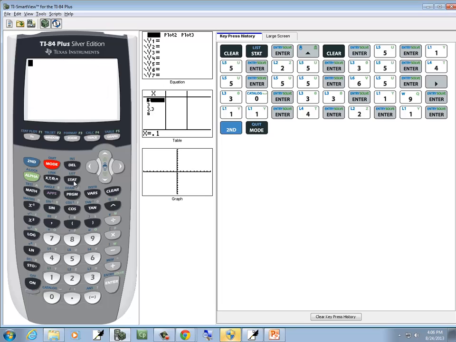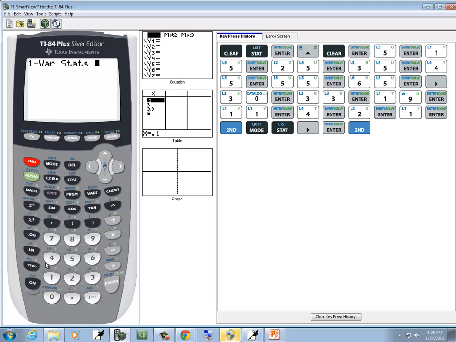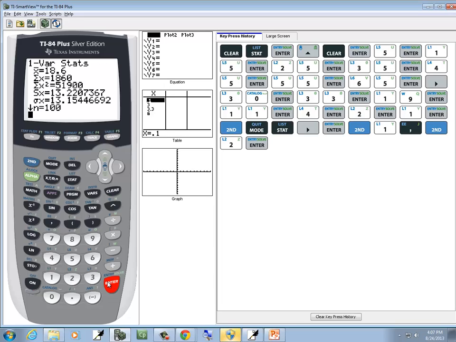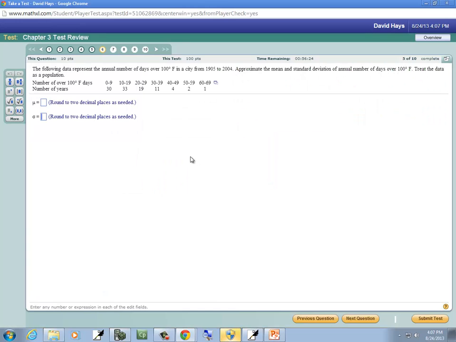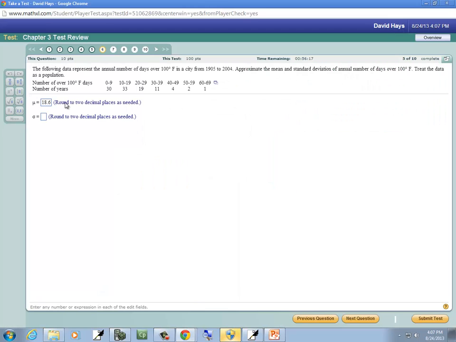Now I'm going to do my 1var stats. So I'll do stat, right arrow to calc, enter on 1var stats, and then I'll do second 1, comma, second 2, and push enter. Now our mean is the X bar, which is 18.6. So I got 18.6. Sigma, round to 2 decimal places, will be 13.15. There we go. And I'll say next question.